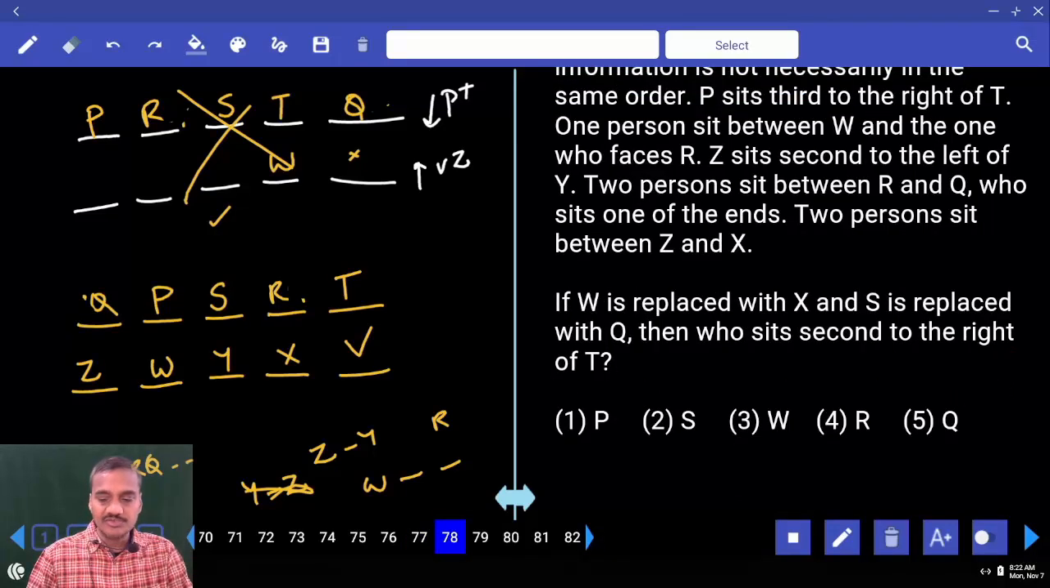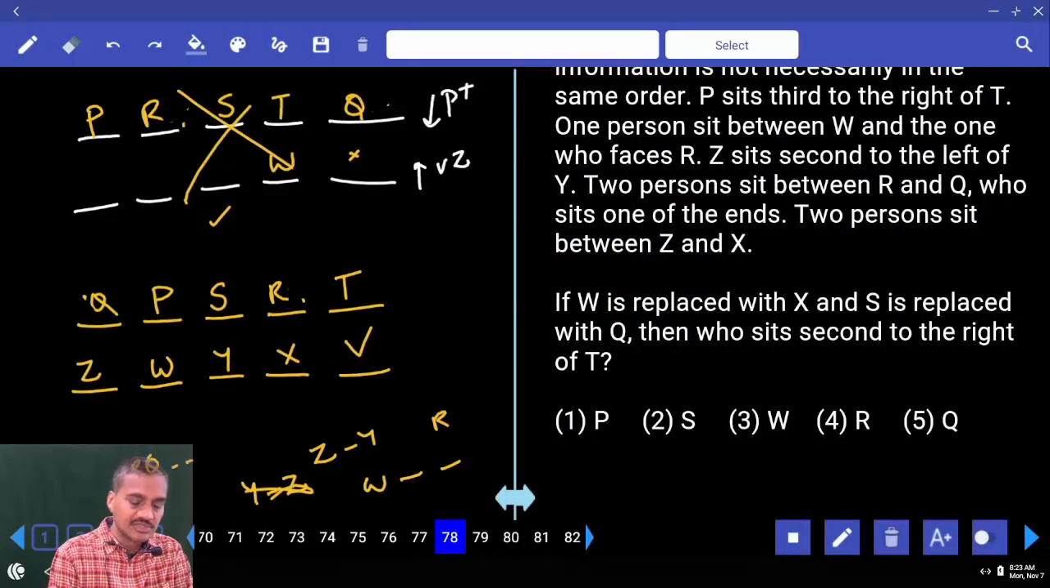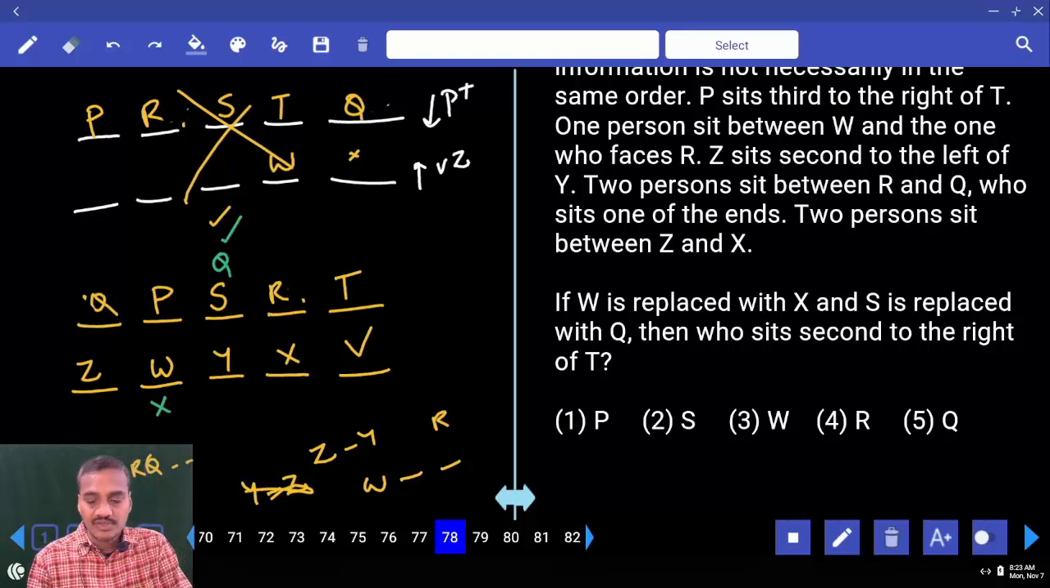And if W is replaced with X, and S is replaced with Q, then who sits second to the right of T? T's second right is Q. And Q is the answer, that is choice 2, question number 78. Correct? And Q, that is choice 5.